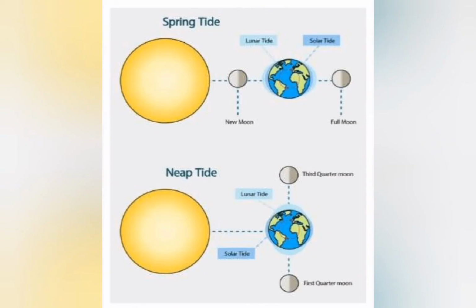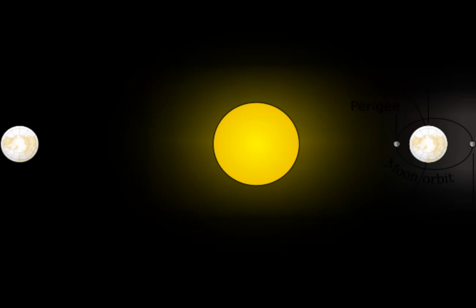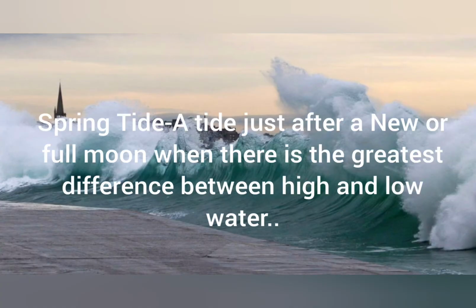Then there is the spring tide and the neap tide. Now, spring tide does not have anything to do with the spring season. It is a tide which is just after a new or a full moon when there is the greatest difference between the high and the low water. When the sun and the moon are in line with each other, they pull the ocean surface in the same direction. This causes higher high tides and lower low tides. These tides are known as spring tides.